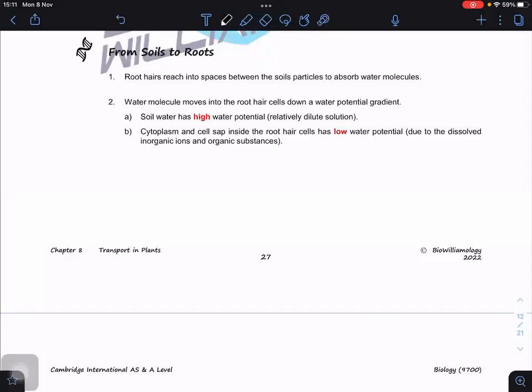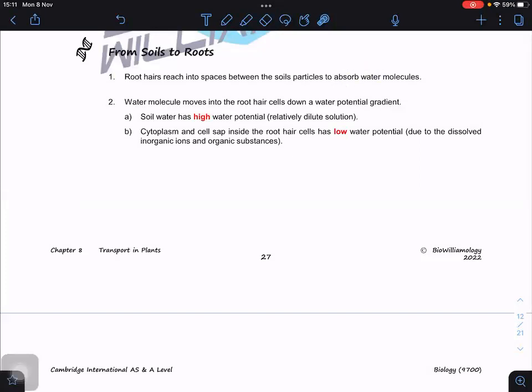So next, if you still remember what we have gone through just now, on previous lessons, we talked about evaporation and transpiration, which occur in pathway number 1, step number 1, step number 2, from the xylem vessel elements into the mesophyll cells. So now we look at how the water molecule actually enters the root hair cells from the soil. Generally, a root hair reaches into the space between the soil particles to absorb the water molecule.